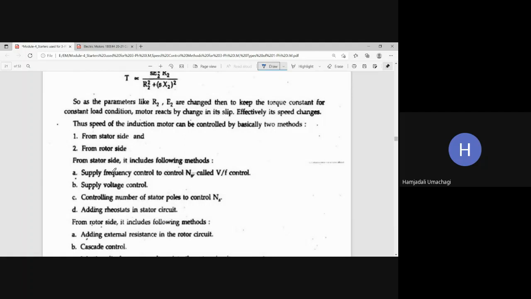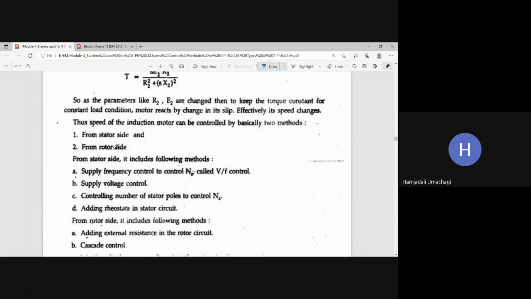First one is supply frequency control to control synchronous speed Ns, called voltage by frequency control, that is V by F control. This method I have already discussed for you in the earlier class. Then supply voltage control method, then controlling number of stator poles to control Ns, and finally adding rheostats in stator circuit. These are all the four methods where we are going to control the speeds from the stator side.